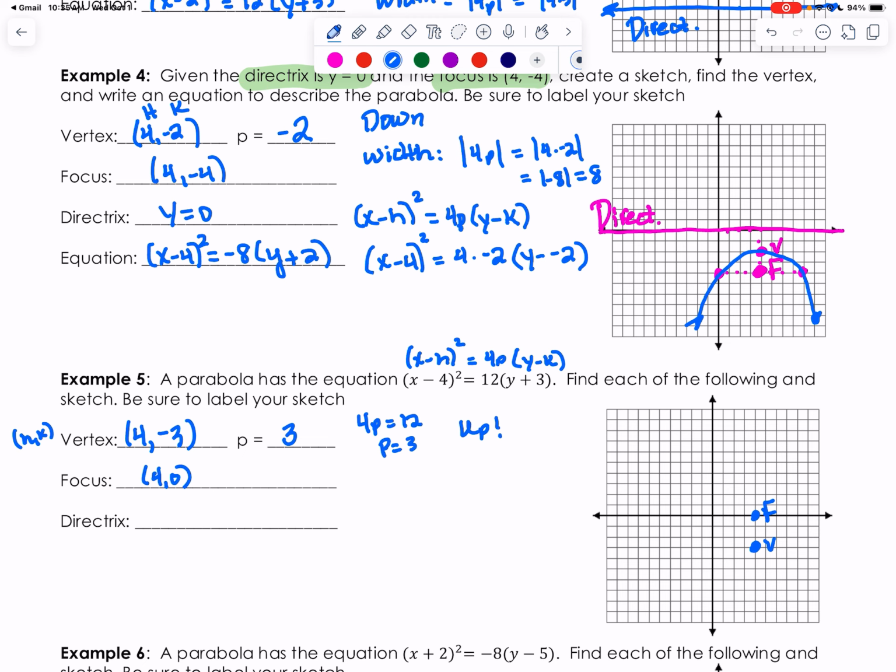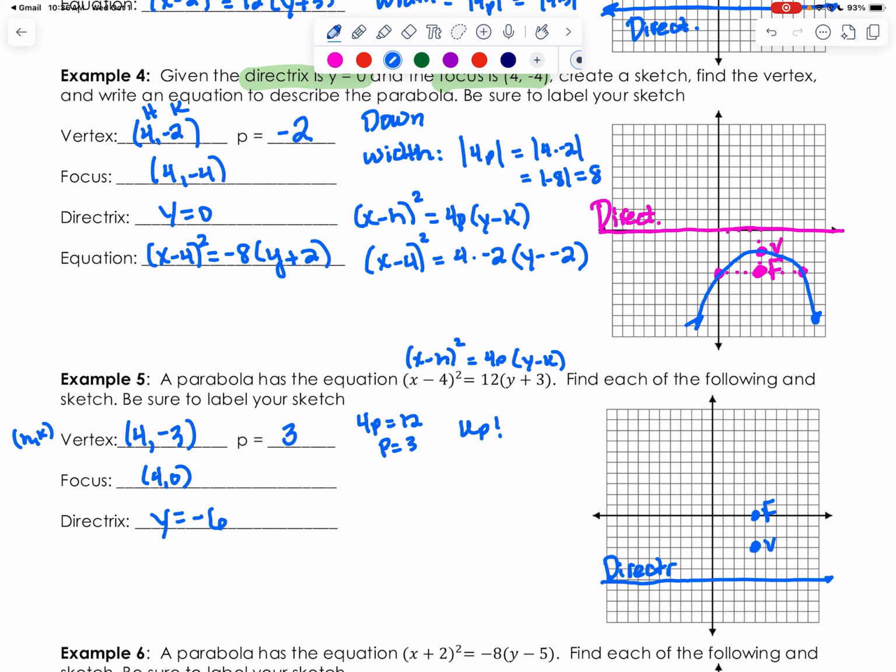Now, the directrix would be in the opposite direction. So go down 3 units from the vertex. 1, 2, 3. And there's our directrix. So that is the equation y is equal to, we'll count it, 1, 2, 3, 4, 5, equals negative 6.